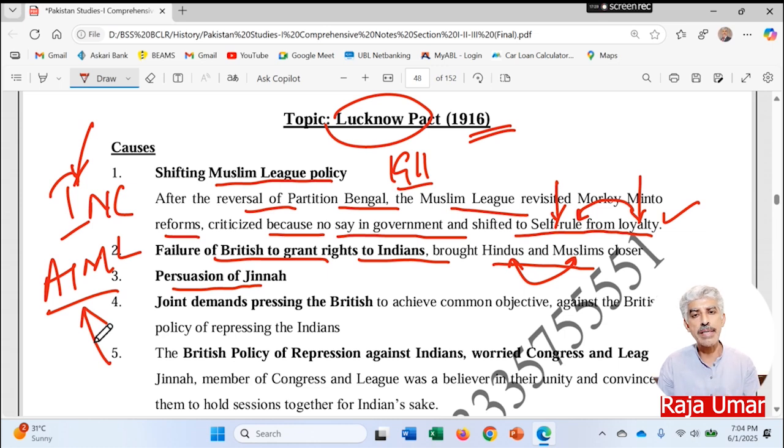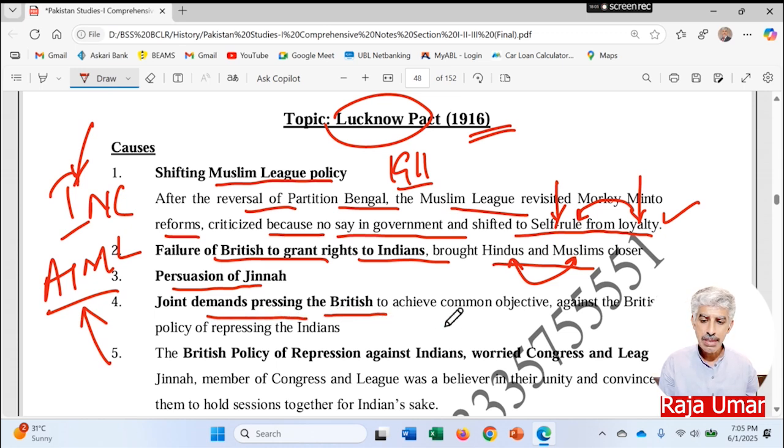Secondly, a very important factor: you know that this is 1916, and these were the war years. The world was in World War I, 1914 to 1918. The British were under pressure in the war in Europe. If the Hindus and Muslims got united in the subcontinent in the form of the Lucknow Pact, that would put greater pressure on the British to give more rights to the people of the subcontinent. That was a great tactic played by Jinnah to bring both major political parties of the subcontinent to the table in the form of the Lucknow Pact.